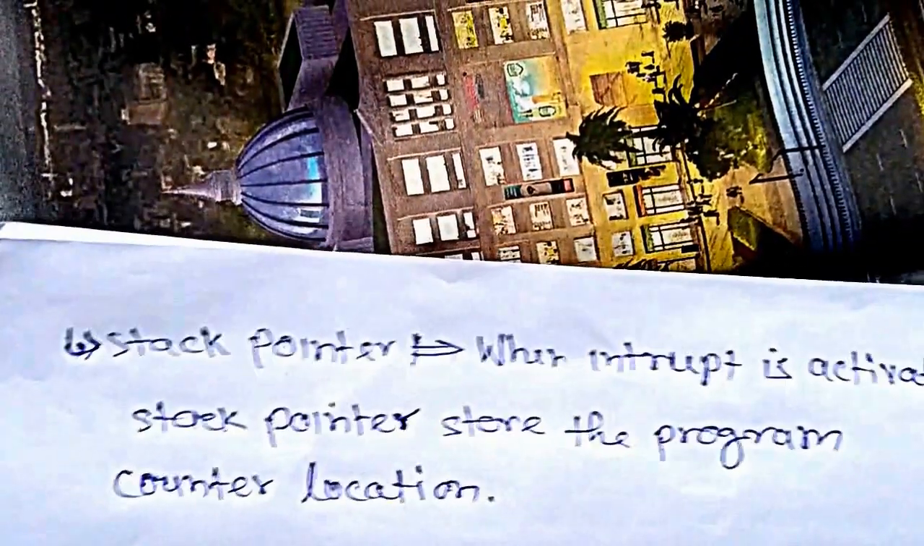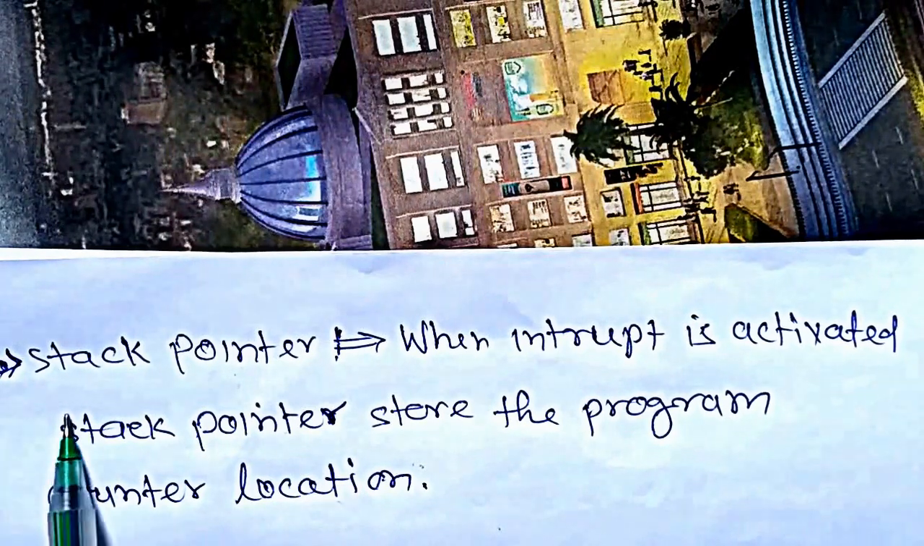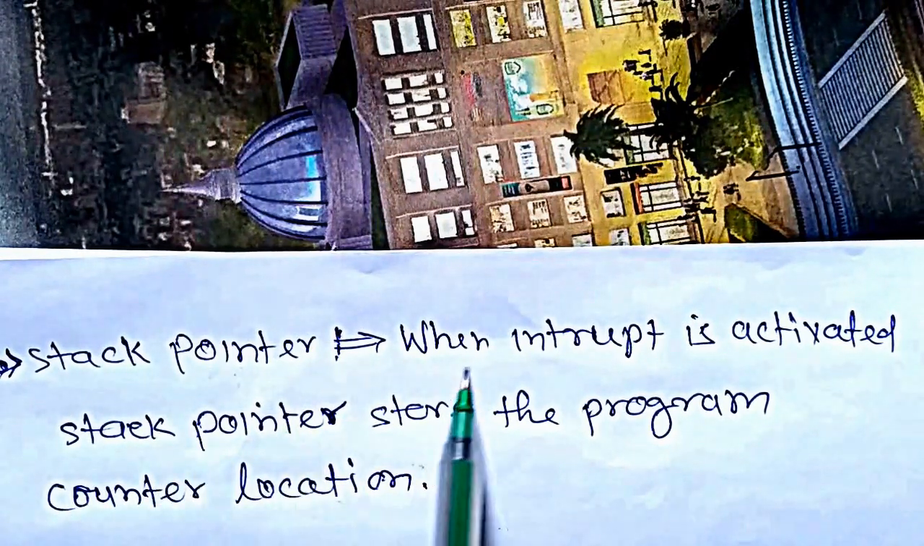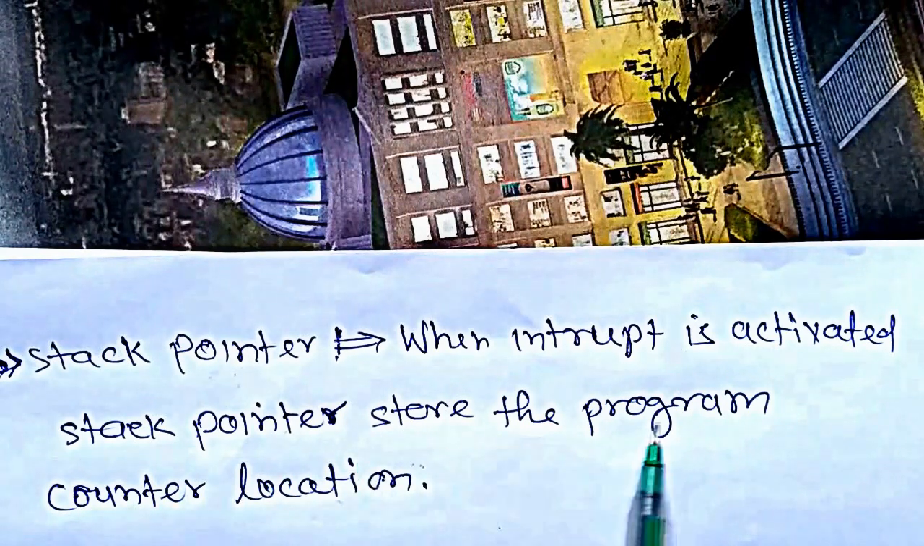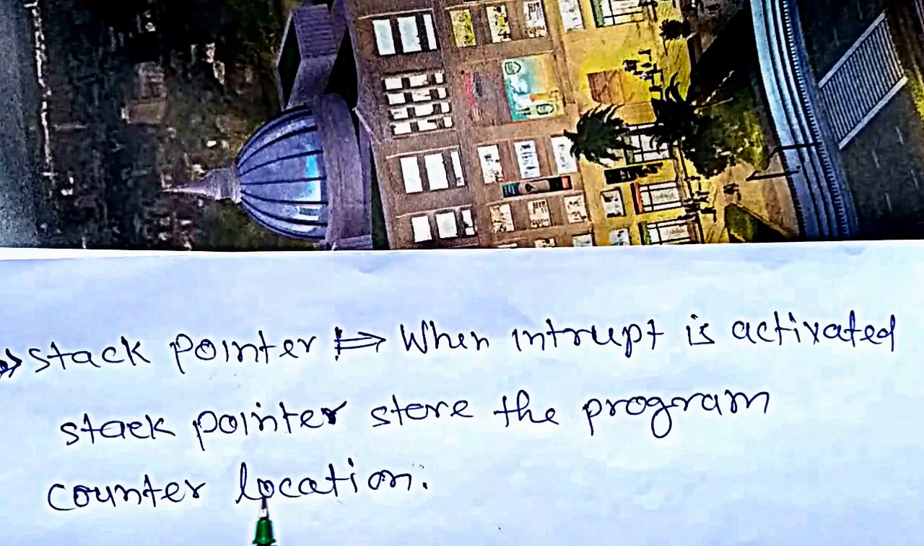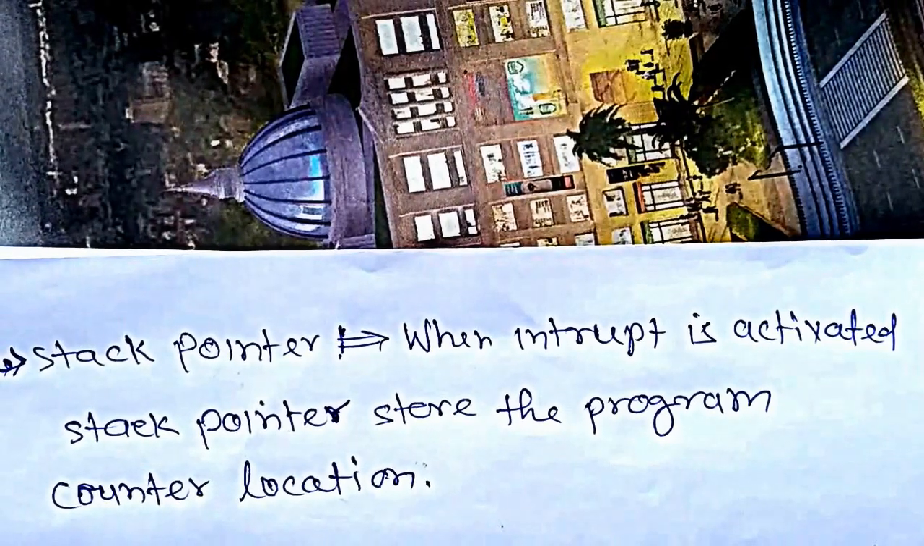Now next is the stack pointer. When an interrupt is activated, the stack pointer stores the program counter location. So the stack pointer comes into function when an interrupt is activated. When an interrupt is applied to the microprocessor, at that time it stores the program counter location.